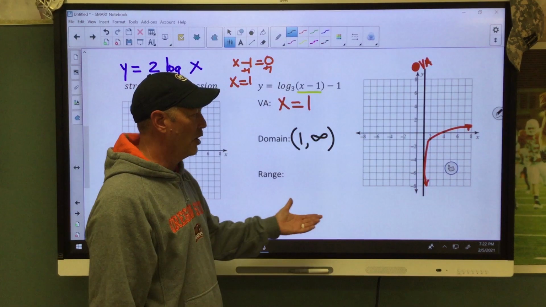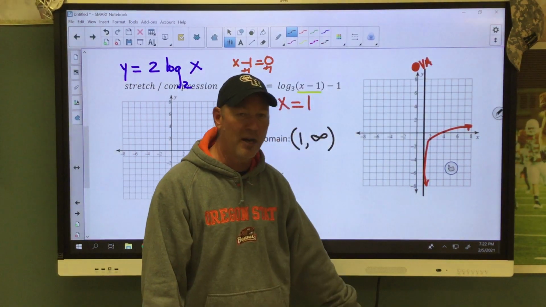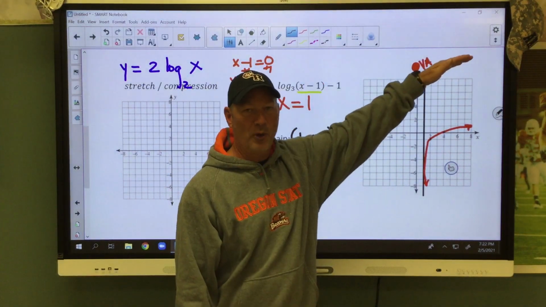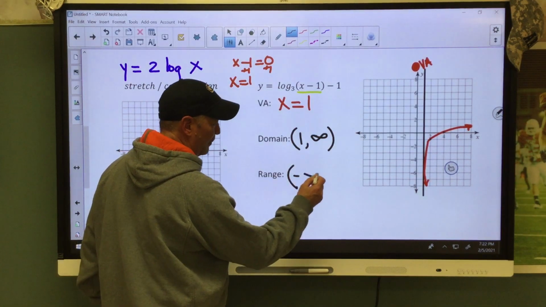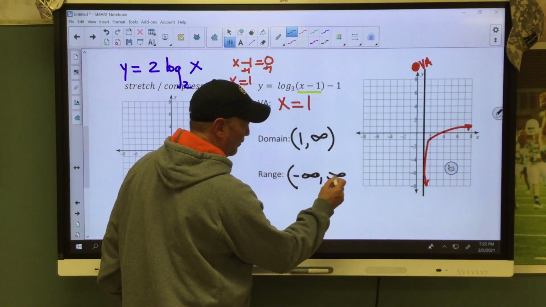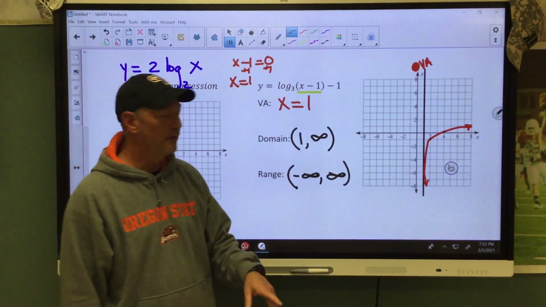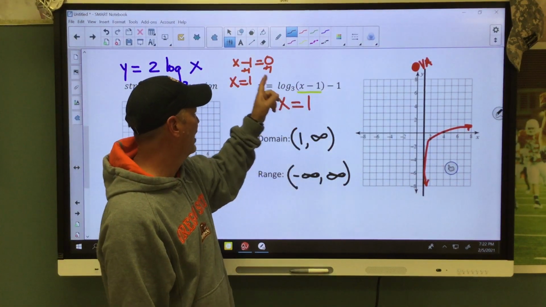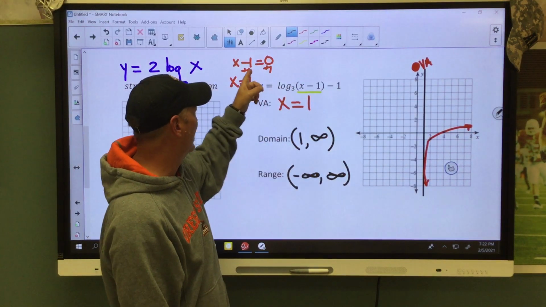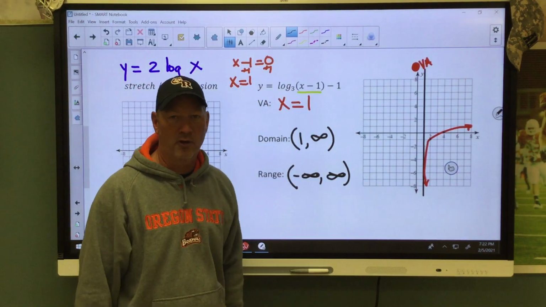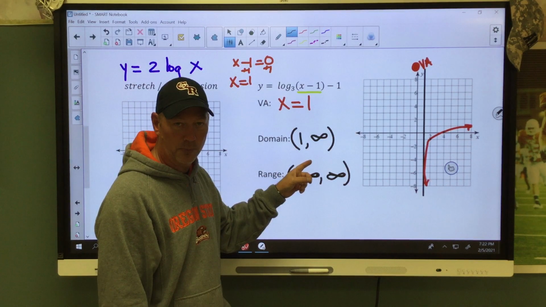As far as my range goes, my range will always be the same. We're going to go down forever. We're going to go up, even though it's gradual. We'll go up forever. We're going to go from negative infinity to positive infinity. There's your domain and range. Quick before we leave, how do you find your vertical asymptote? Take the portion that's in the parentheses and set it equal to 0, and that will give you your vertical asymptote. That vertical asymptote will always help you find your domain too.